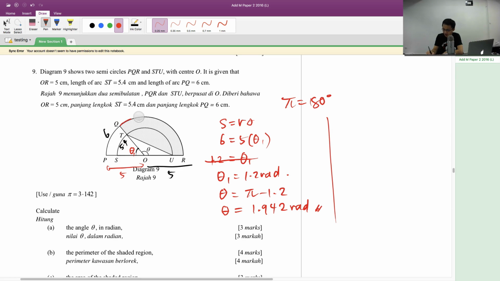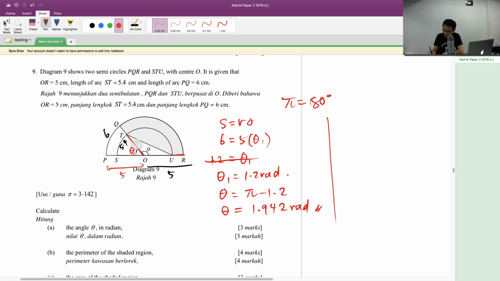Then the question asks you to find the perimeter of the shaded region. So now you need to find this length plus this length and then plus these two lengths, not the parameter. Right now we have a problem, which is we do not know the length from O to T. We need to find the length of OT. That's the purpose of giving you 5.4.